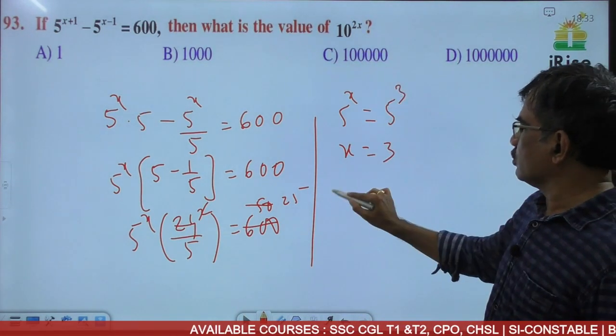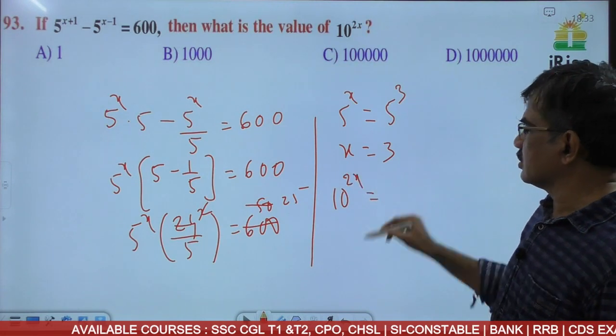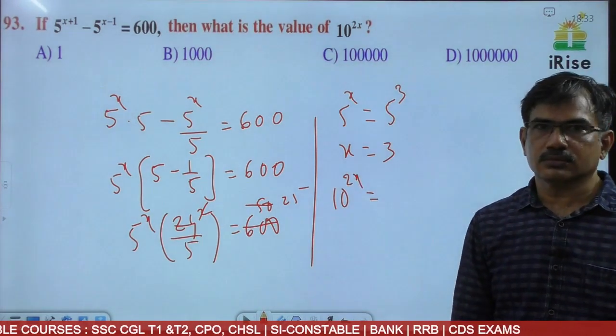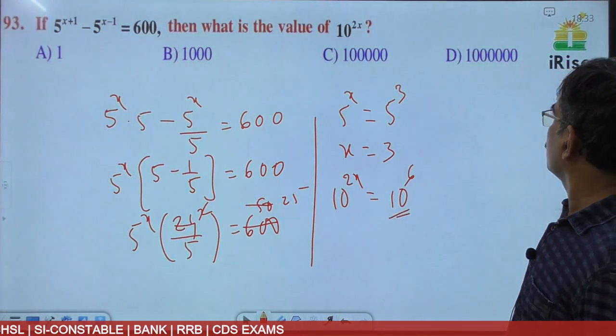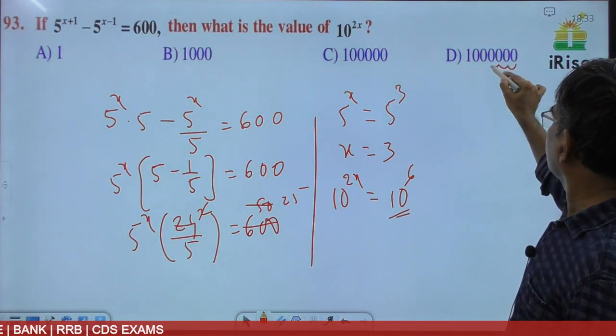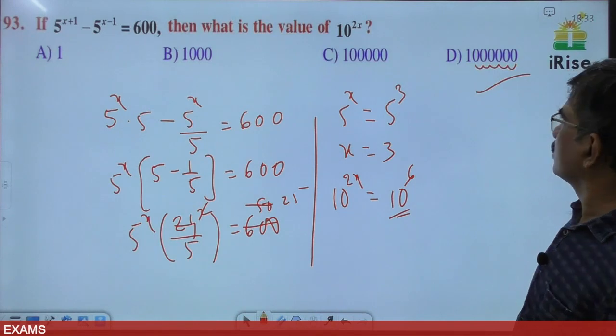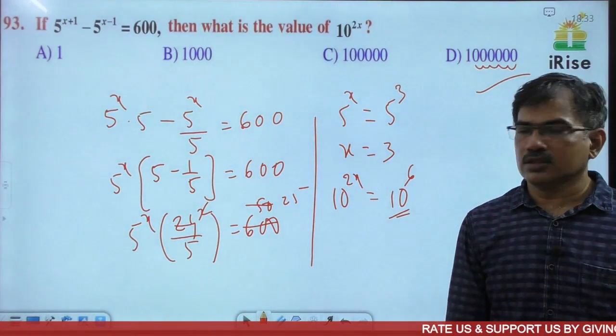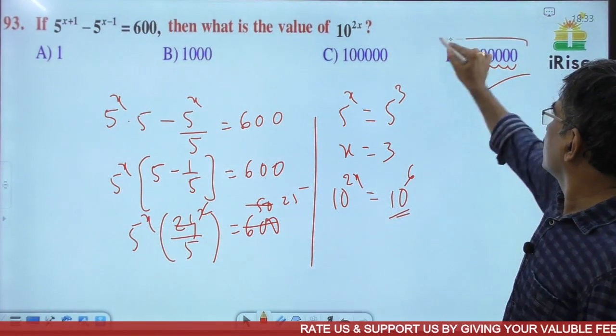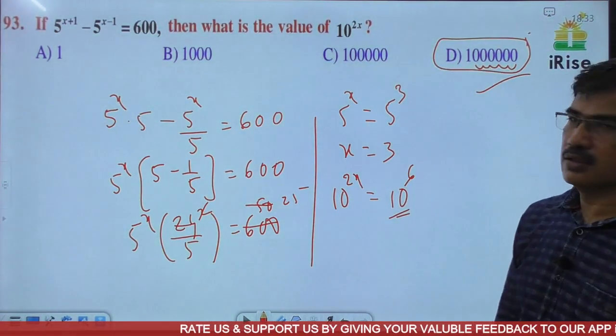If x is equal to 3, then what is 10 power 2x? 10 power 6. So 6 zeros must be there. 1, 2, 3, 4, 5, 6. So this is the answer. Okay. 10 power 6 is this one. Next question.